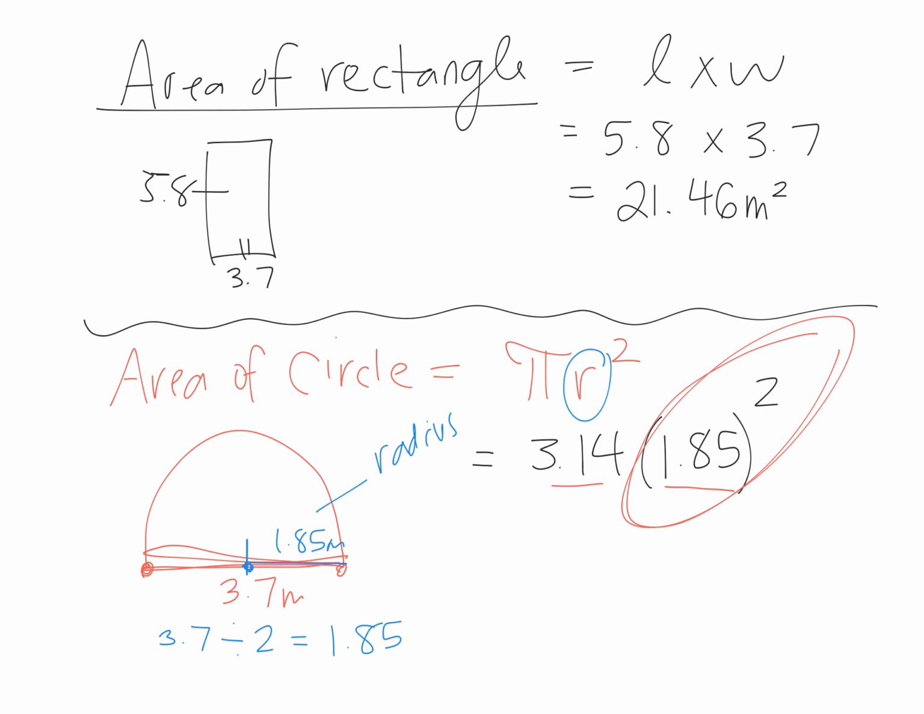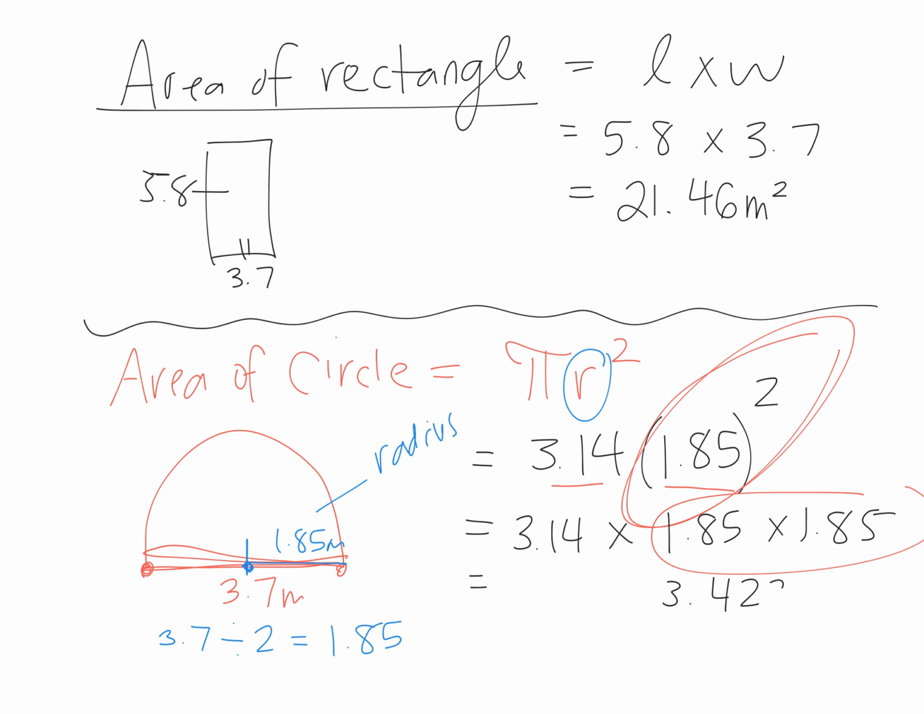1.85 squared. What does that mean? 1.85 times 1.85. So let's write this out. We're doing 3.14 times 1.85 times 1.85. If you did 3.14 times 1.85 and then squared it, you would not get the right answer. You have to, BEDMAS, exponents first. 1.85 times 1.85, what is that? 3.4225. Then we multiply that by 3.14.